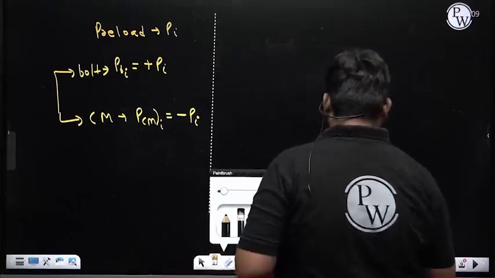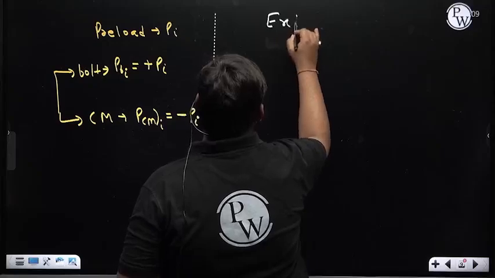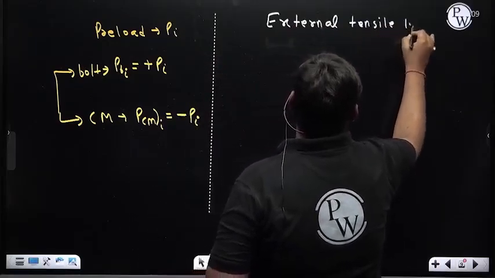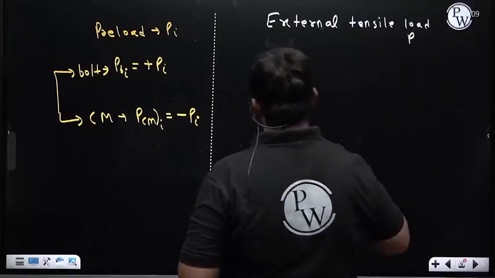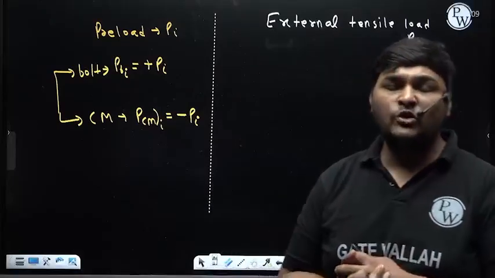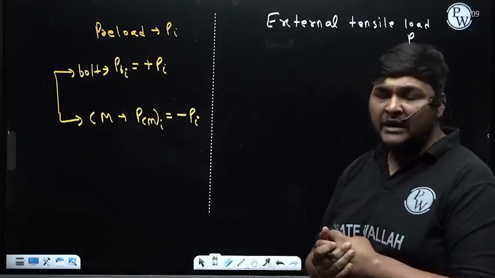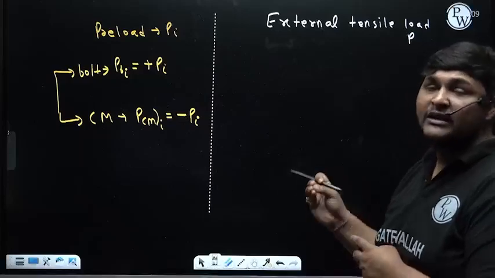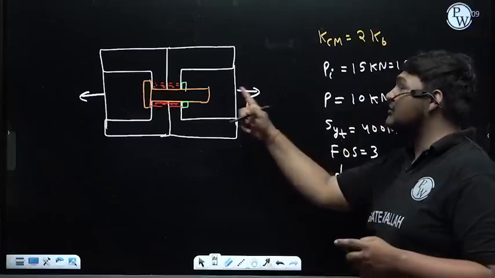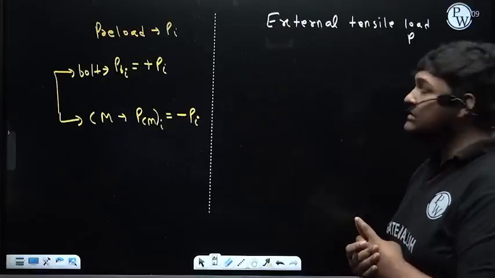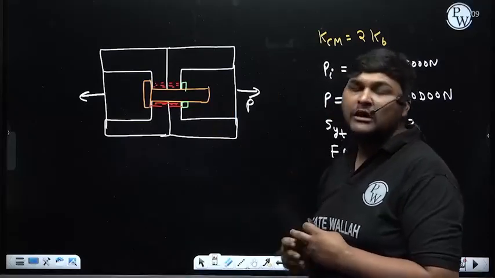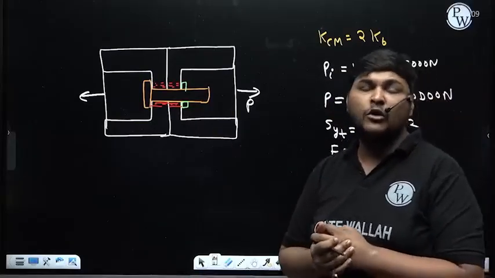So now we are finding the effect of the external tensile load P. We have already discussed that whenever any bolted assembly is subjected to an external tensile load P, and this external tensile load is acting with preload in the system, we can calculate how much part of P will transfer to the bolt.